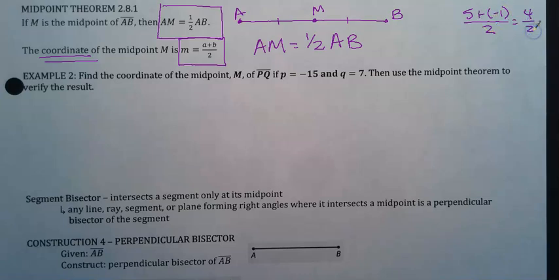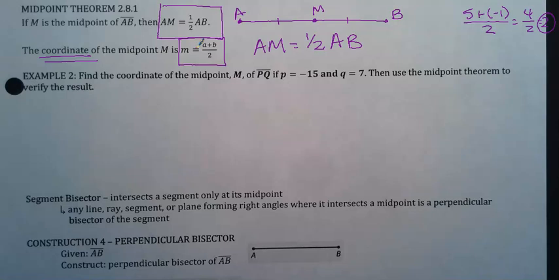That's 4 divided by 2, which would equal 2. And they told us our midpoint was at 2. So we could use these formulas to help us work backwards instead of drawing the picture. That's what we're going to do here on example 2.